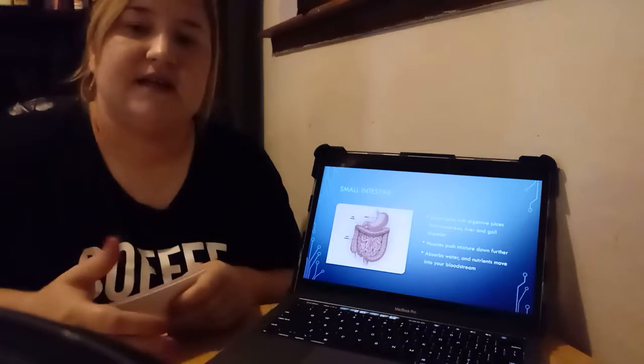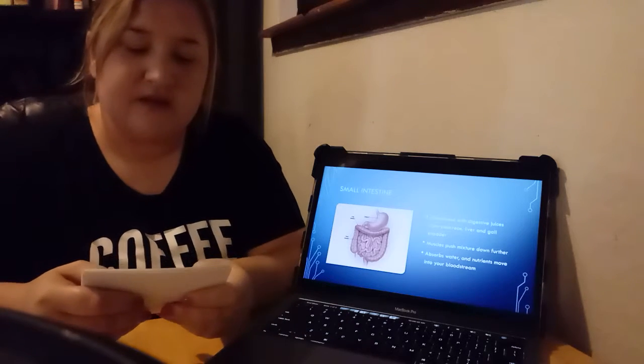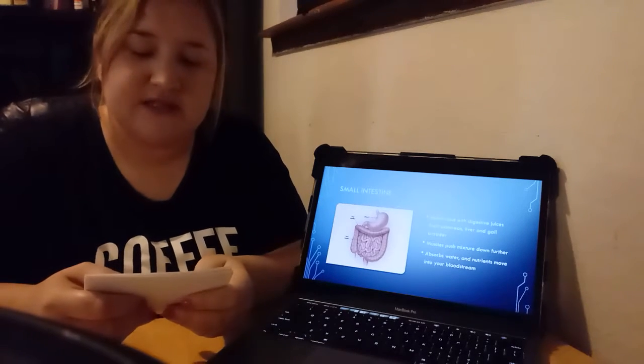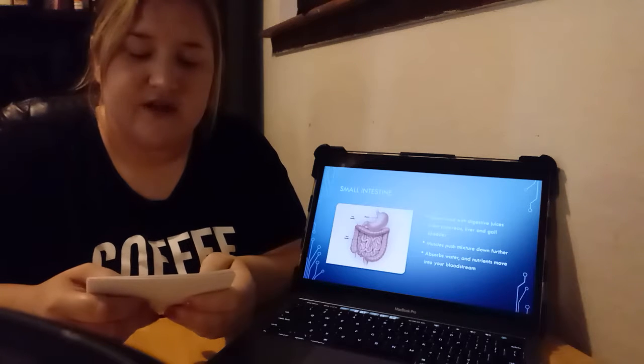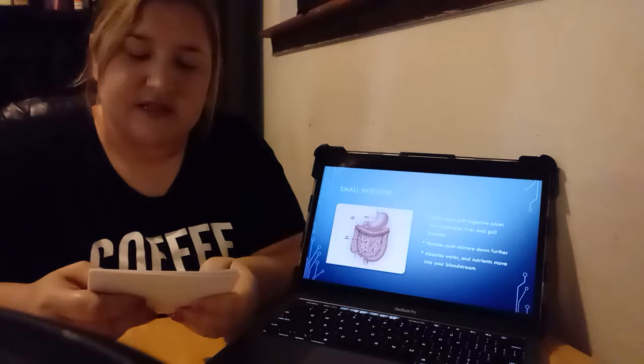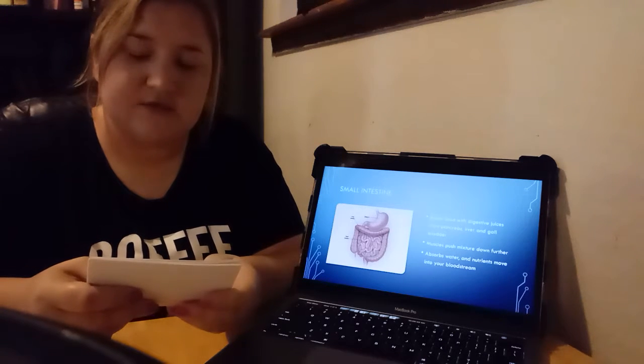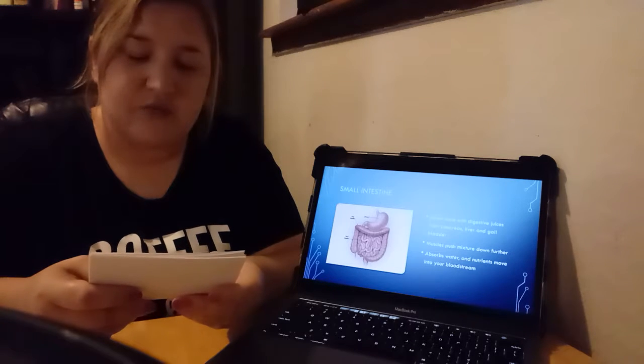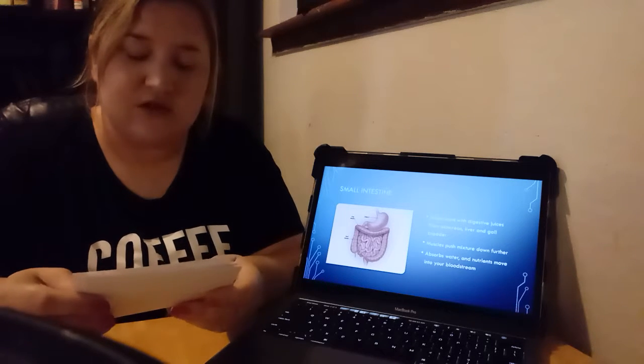And then your small intestine. The muscles of the small intestine will mix the food with digestive juices from the pancreas, liver, and gallbladder. These muscles then push the mixture down for further digestion. The small intestine absorbs water and the nutrients into your bloodstream, and the waste products then move into your large intestine.